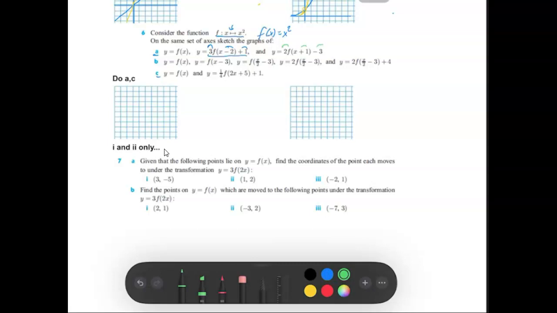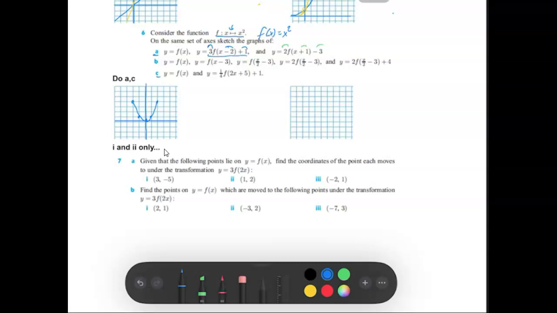Okay, so I'm going to draw the parent function like that, and then, oh, that was my parent function.